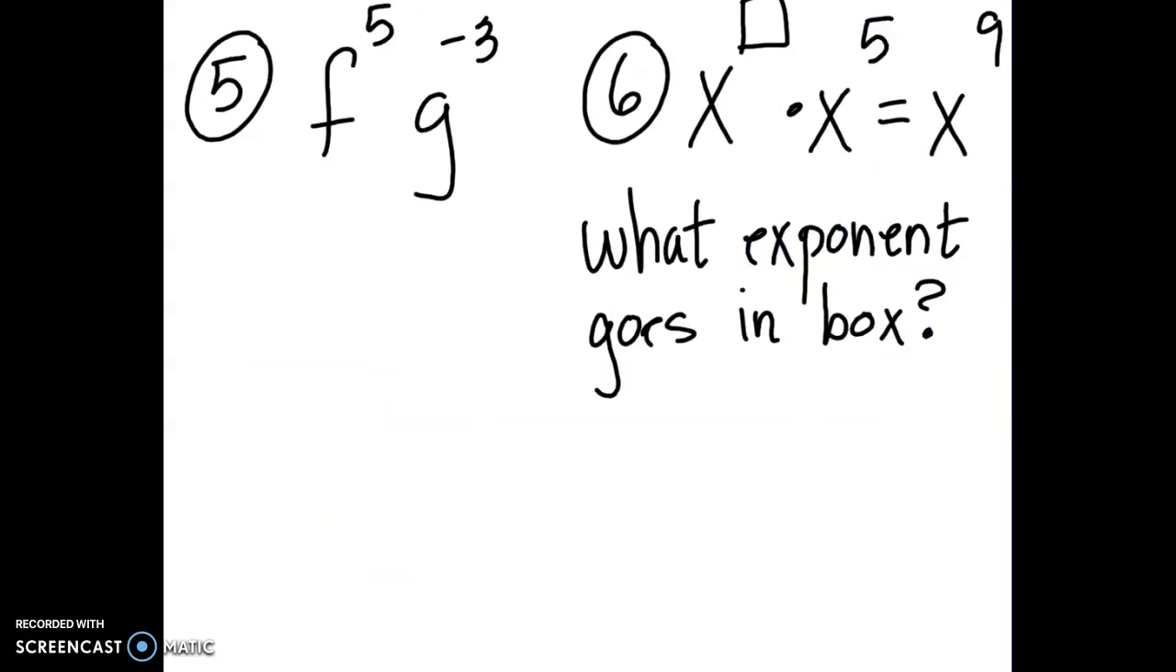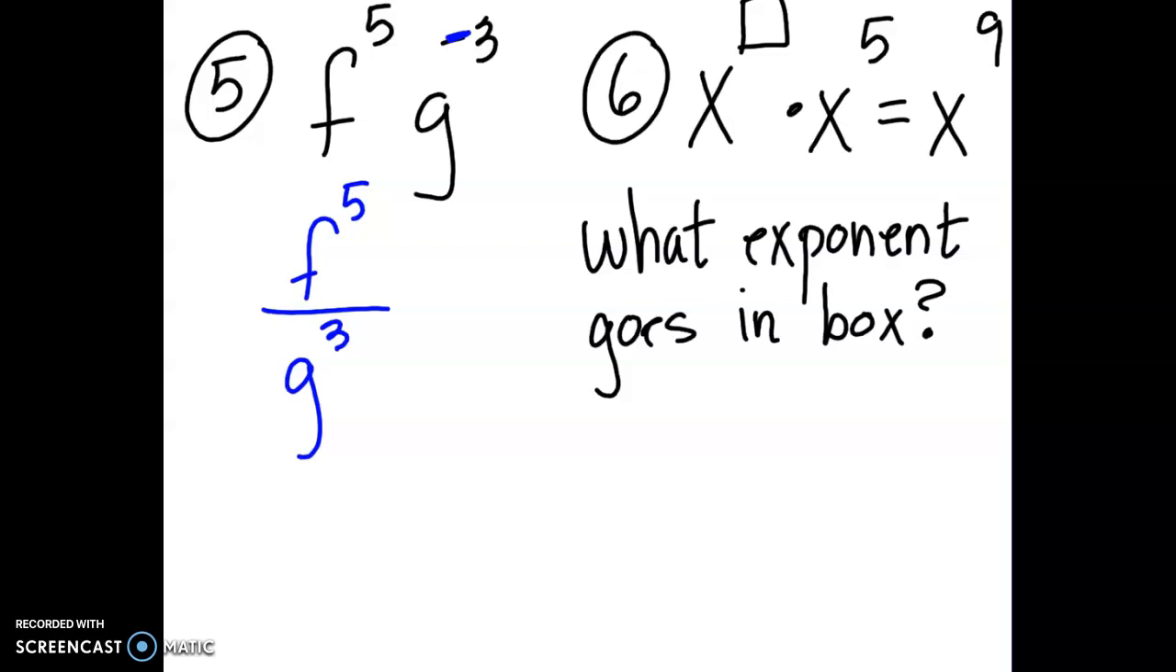All right, number 5. What we have here is a positive exponent and a negative exponent. So as soon as I see that negative exponent, I have to be thinking about writing it as a fraction. And then the F to the 5th power stays on top. And because this has a negative exponent, we're going to put that on the bottom. So that will be G to the 3rd. They are not like bases, so that's all we can do.